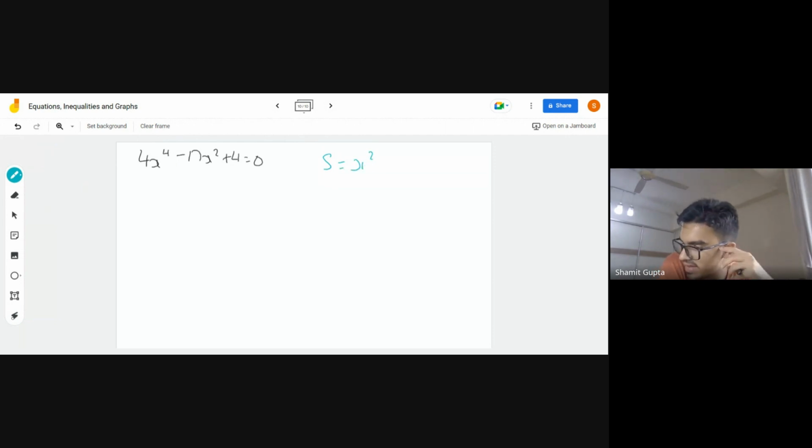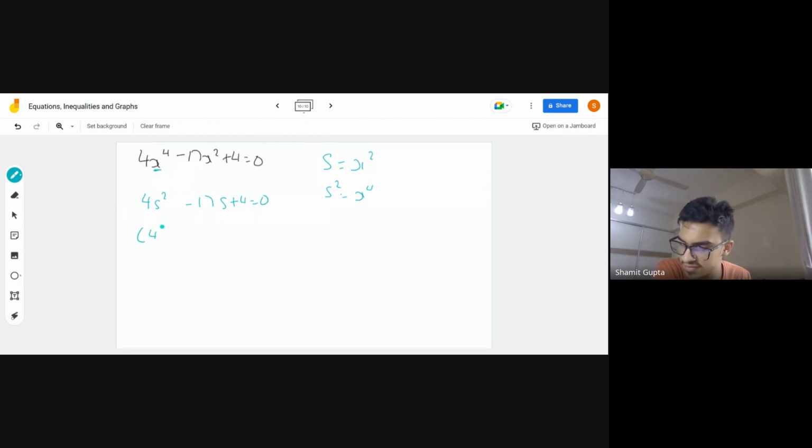Why does that work? And why did I choose s? s is just any letter. You could choose let p equal x squared. I'm choosing s because my name is Shamit. So if s equals x squared, s squared will be x power 4. This is x power 4 here. So I can actually write it as 4s squared minus 17s plus 4 equals 0.